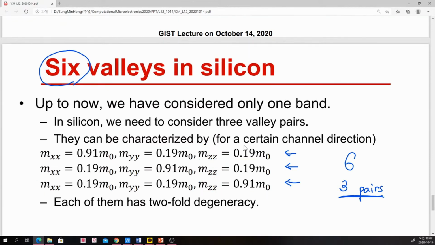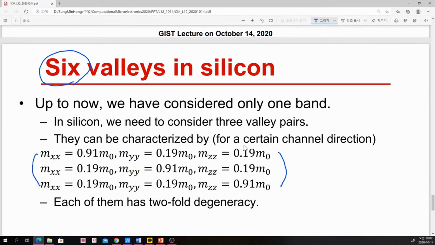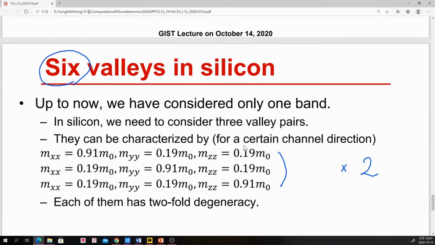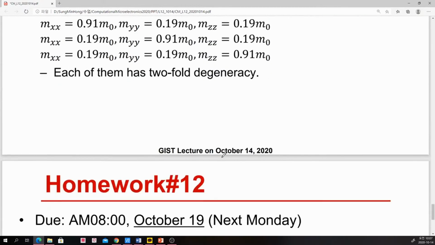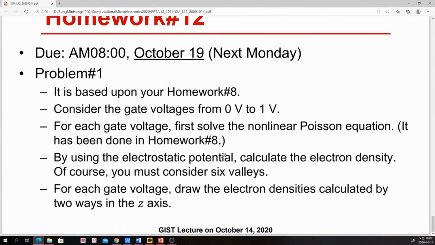Then my final caution is, don't skip the spin degeneracy. Spin degeneracy is nothing related with this valley degeneracy. So in addition to these 6 valleys, finally you have to multiply by 2 to consider the spin degeneracy. Okay, so let me just wrap up today's lecture with homework number 12.